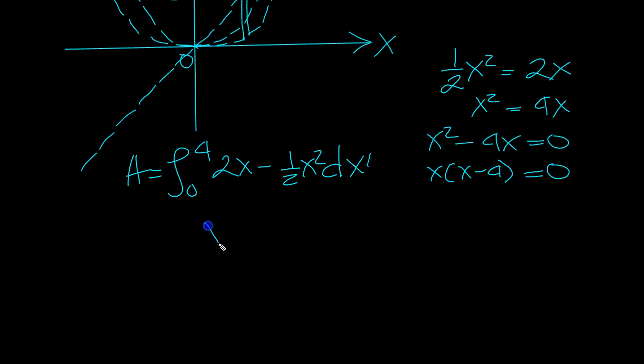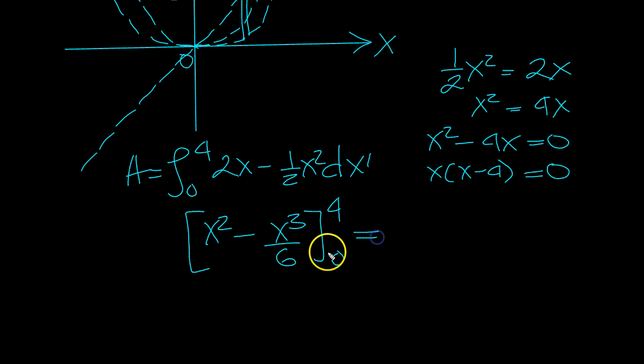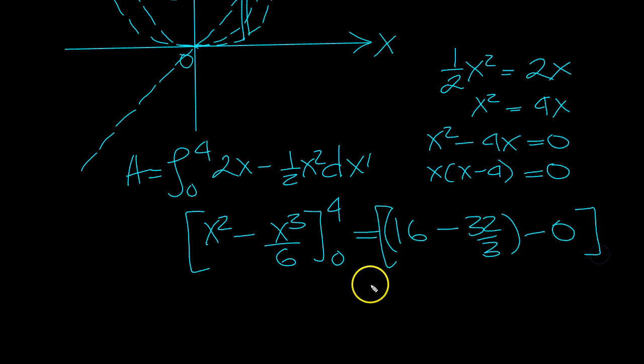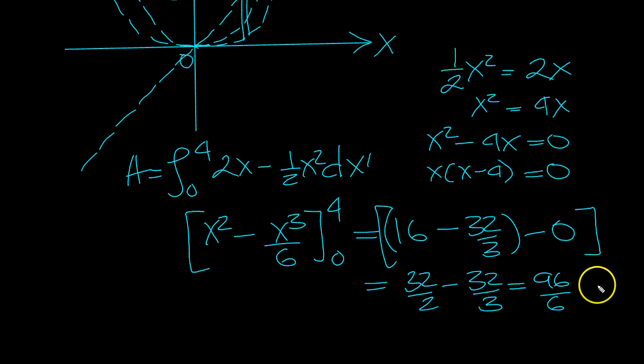X squared over 2 and the 2's cancel, so we have x squared minus x cubed over 6, isn't it? Between 0 and 4. Top value would be 16 minus 64 over 6, which is 32 over 3. Take away bottom value, 0. So that's 32 over 2 minus 32 over 3, which is 96 over 6 minus 64 over 6, which is 32 over 6.